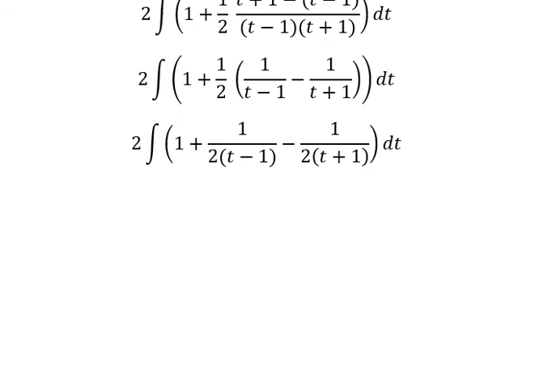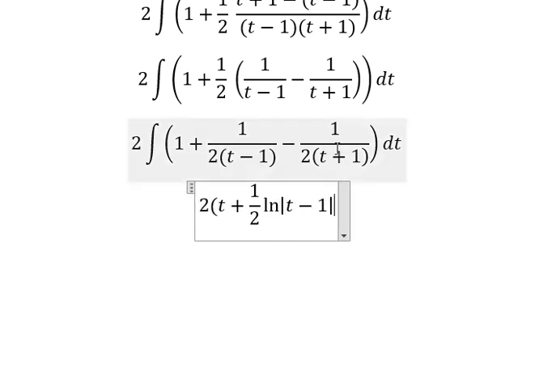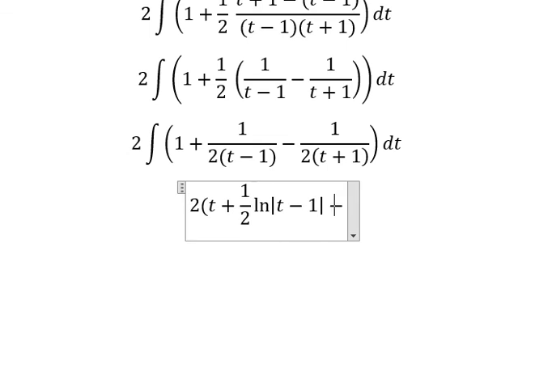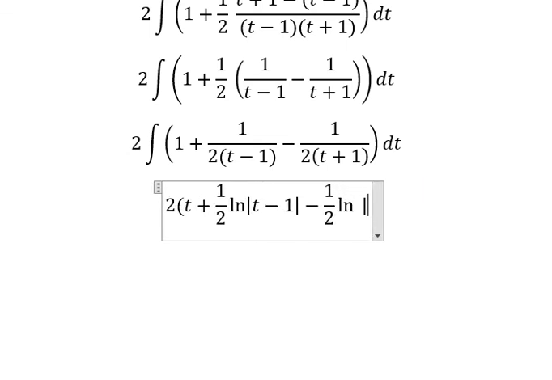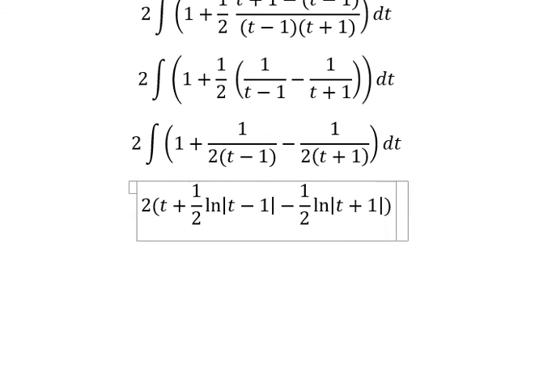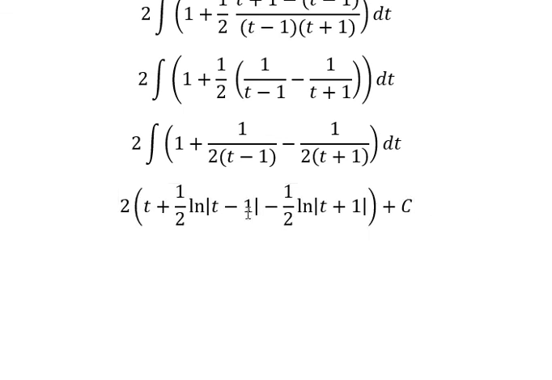And now we have the final answer. The integration of number 1, you get t. The integration of this one, we have 1 over 2 ln of the absolute value of t minus 1. The integration of this one, we have negative 1 over 2 ln of the absolute value of t plus 1. And we put c in here.